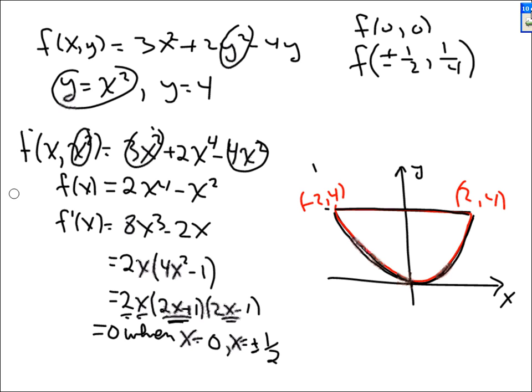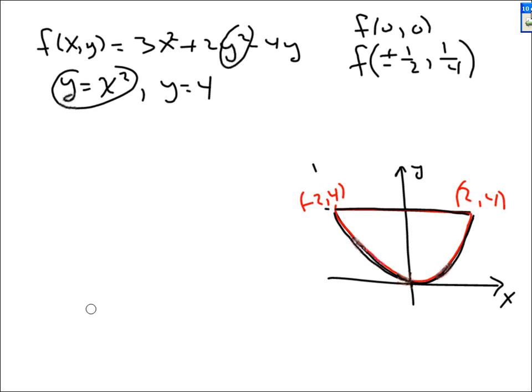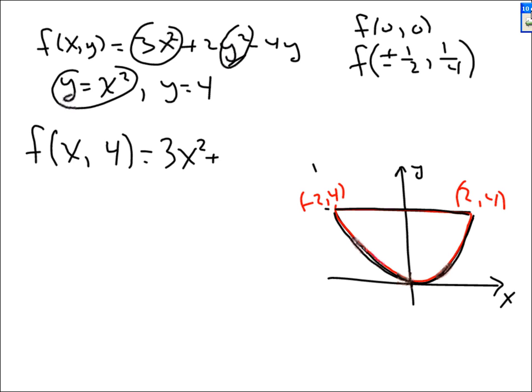Now what happens along y equals 4? If y is 4, well then y is 4. So we need to find out what f of x comma y is. Well, y is 4. So you get 3x squared plus 4 squared is 16, times 2 is 32, minus 4 times 4 is 16. So we get 3x squared minus 16.